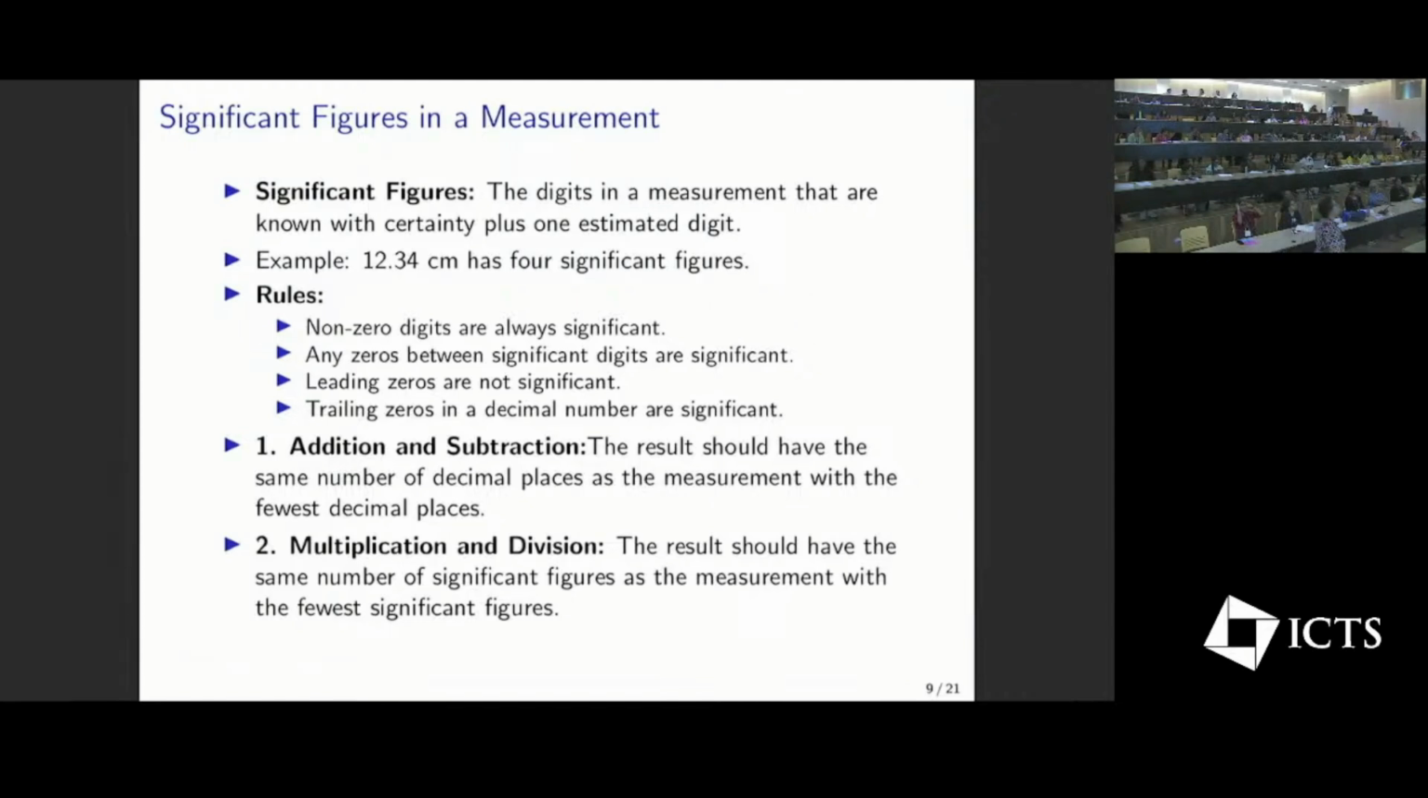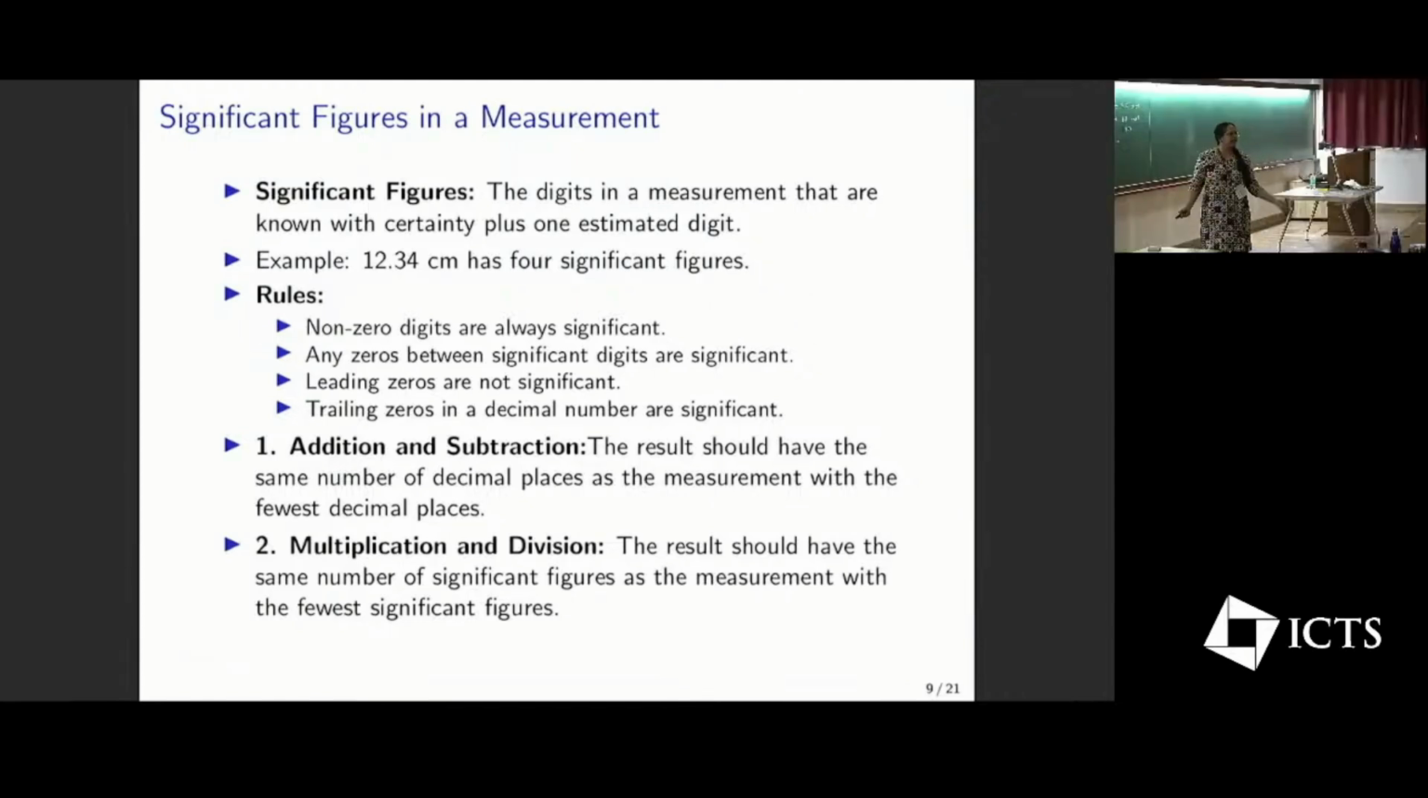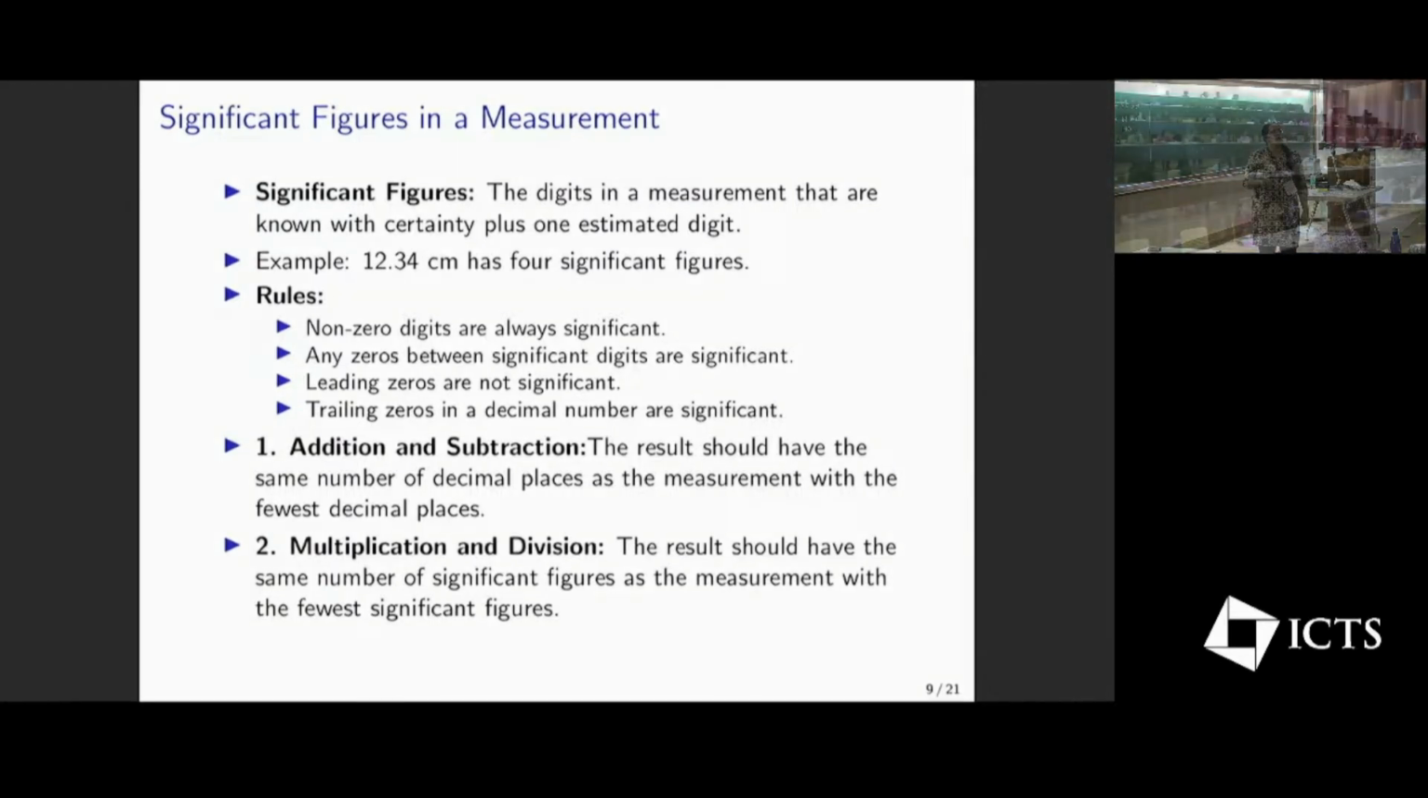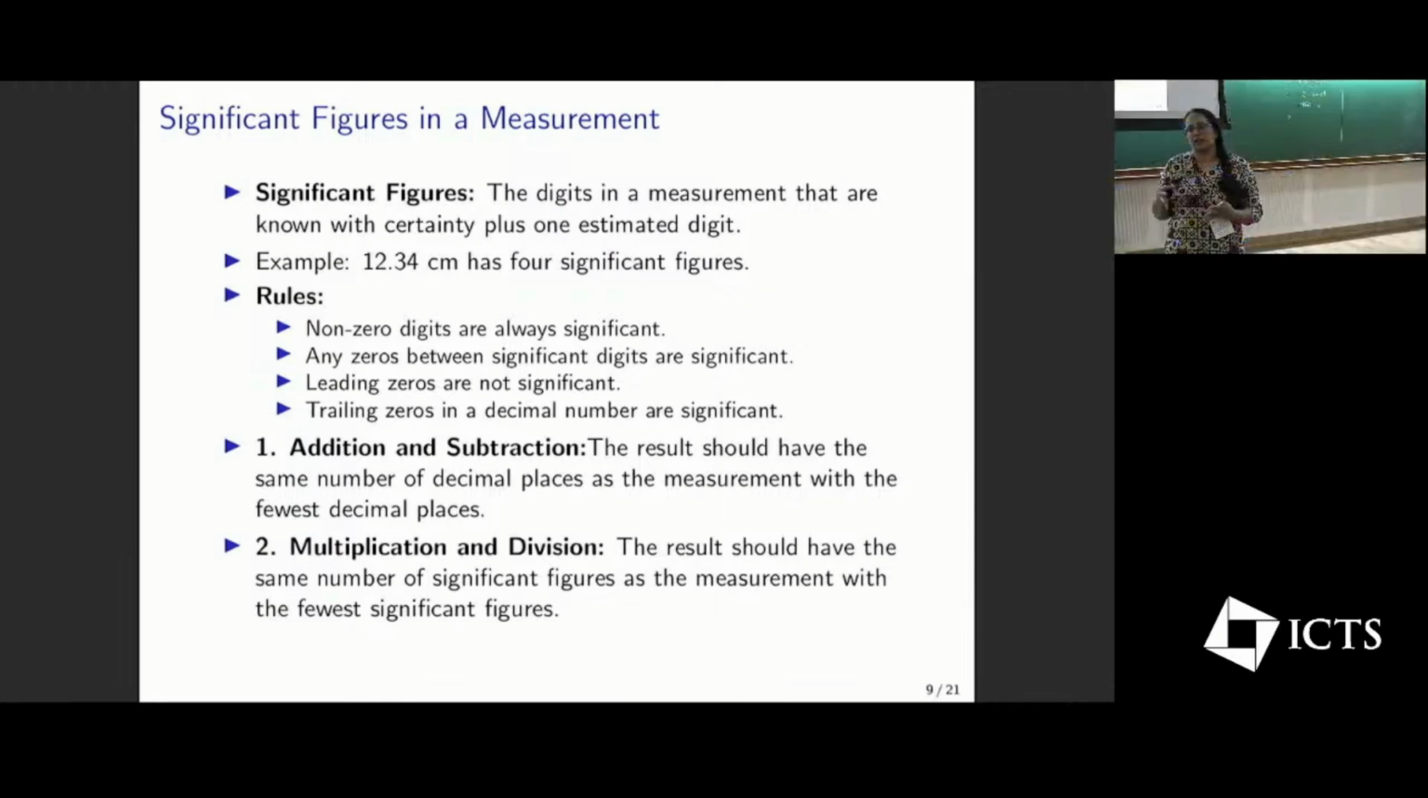Let's just look at this. Non-zero digits are always significant. That's a no-brainer. Any zeros between significant digits are also significant. Any leading zeros are not significant, so 0.12, etc. will have only 2 significant figures. Trailing zeros in a decimal number are significant. What does that mean? So the 0.0 is reported with confidence, and that means that is a significant thing.